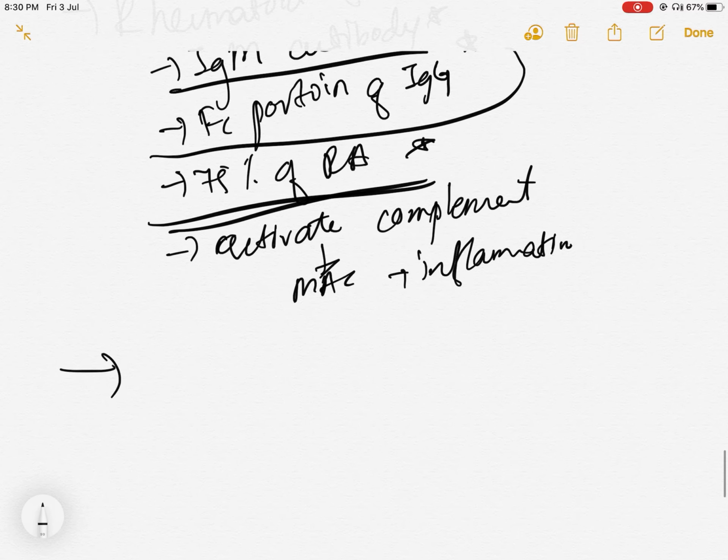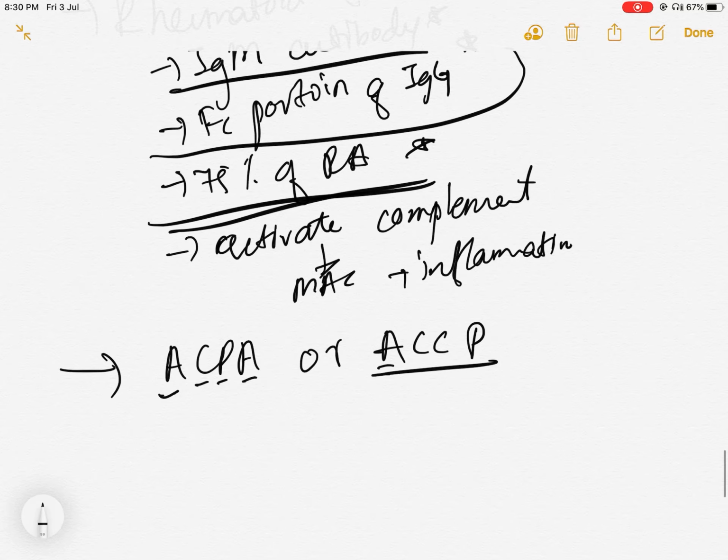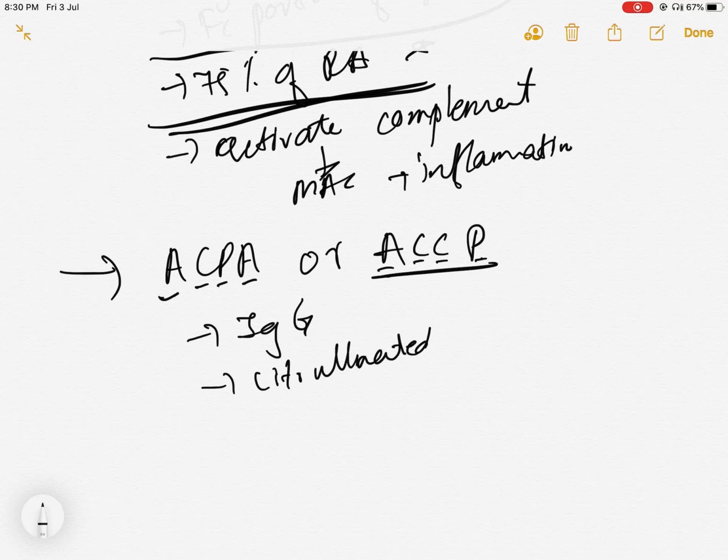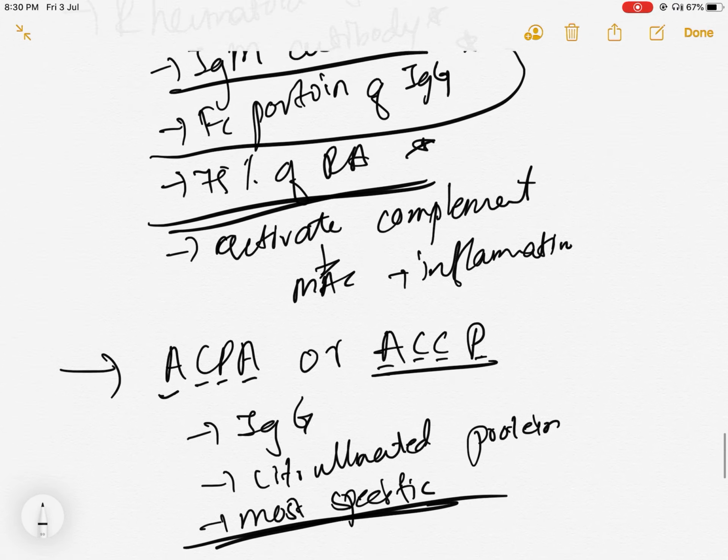The second antibody is ACPA. ACPA is anti-citrullinated protein antibody. It is also called ACCP. ACCP is anti-cyclic citrullinated polypeptide antibody. They're both the same. This is an IgG type of antibody directed against citrullinated proteins. This is the most specific antibody. The presence of this antibody virtually confirms the diagnosis of rheumatoid arthritis.